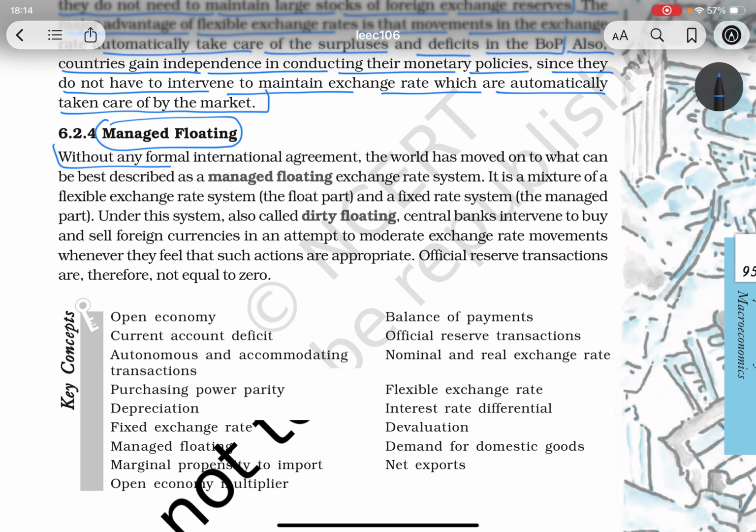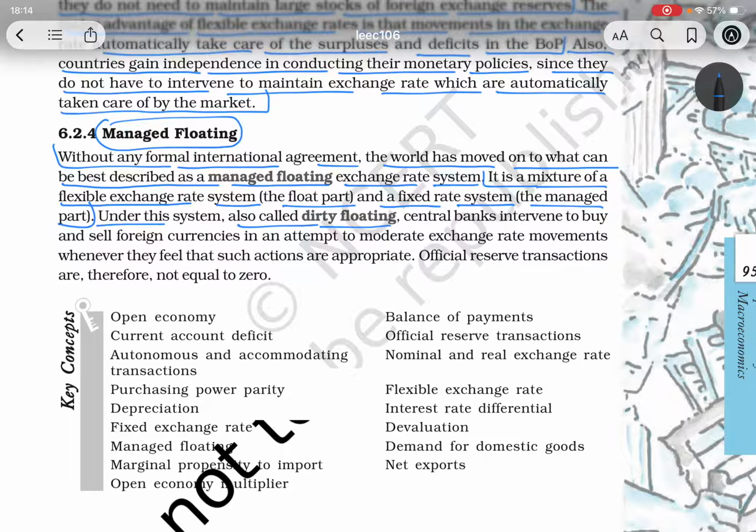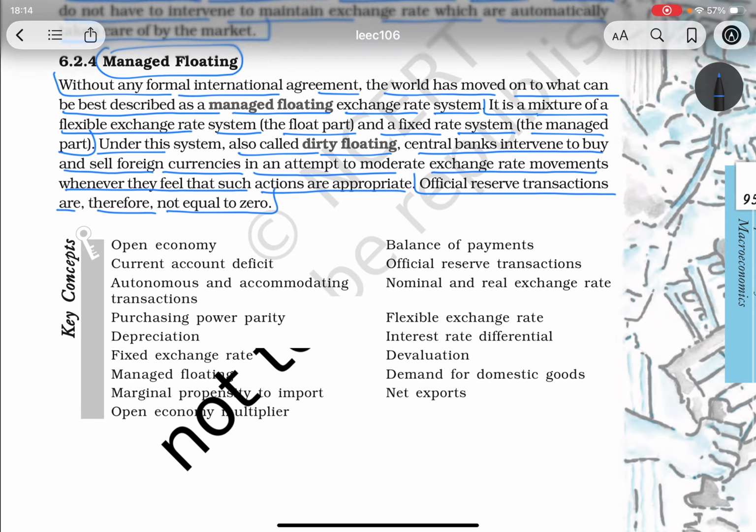Managed floating. Without any formal international agreement, the world has moved on to what can best be described as a managed floating exchange rate system. It is a mixture of a flexible exchange rate system, the float part, and a fixed rate system, the managed part. Under this system, also called dirty floating, central banks intervene to buy and sell foreign currencies in an attempt to moderate exchange rate movements whenever they feel that such actions are appropriate. Official reserve transactions are therefore not equal to zero.